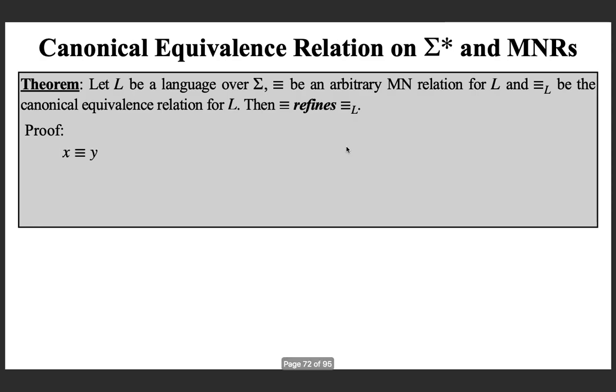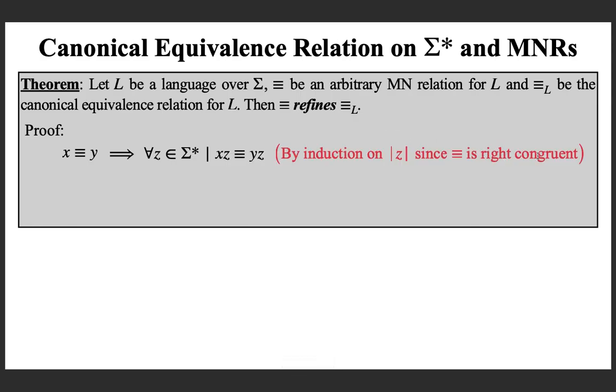We can prove it. Suppose that x and y are related by the MN relation. Now, by utilizing the right congruence property of the MN relation, we can prove that for all strings z, xz is related to yz by the MN relation. Why? Because it is right congruent. So, whenever x is related to y, xa must be related to ya. Similarly, you can extend for all symbols in z and you can prove that xz is related to yz.